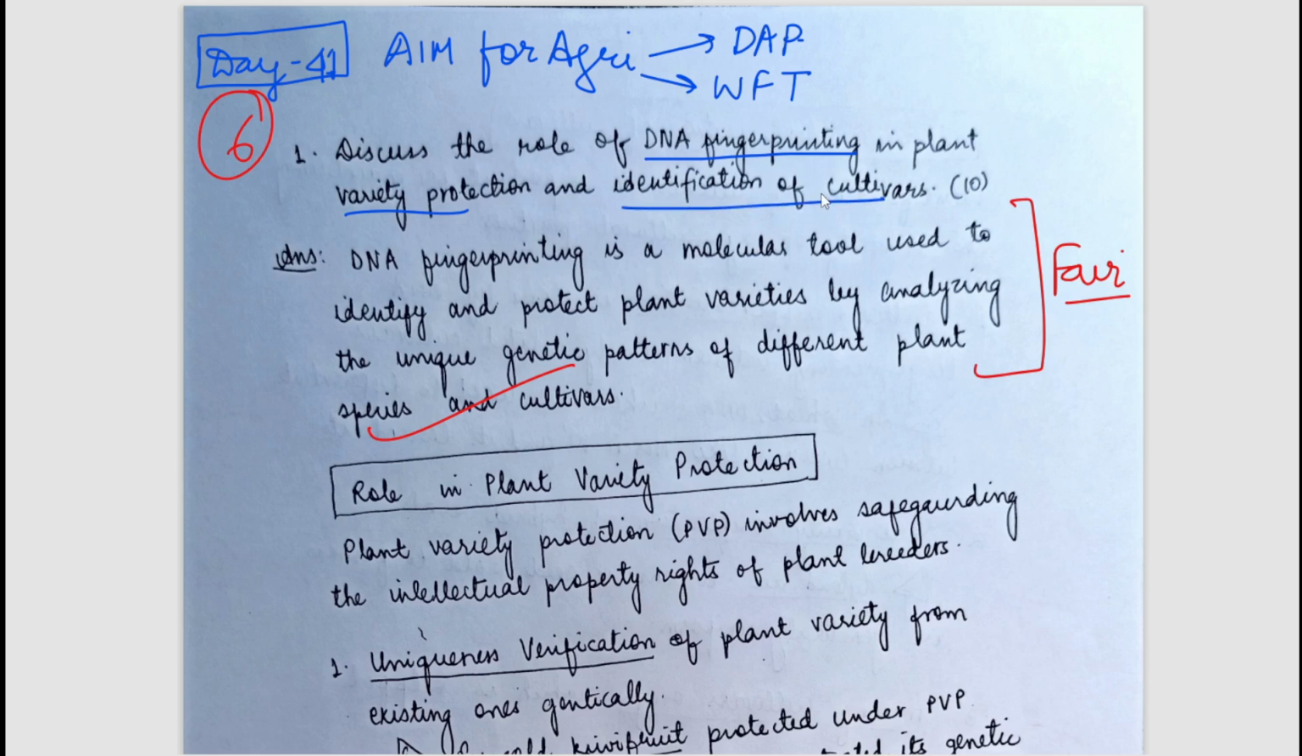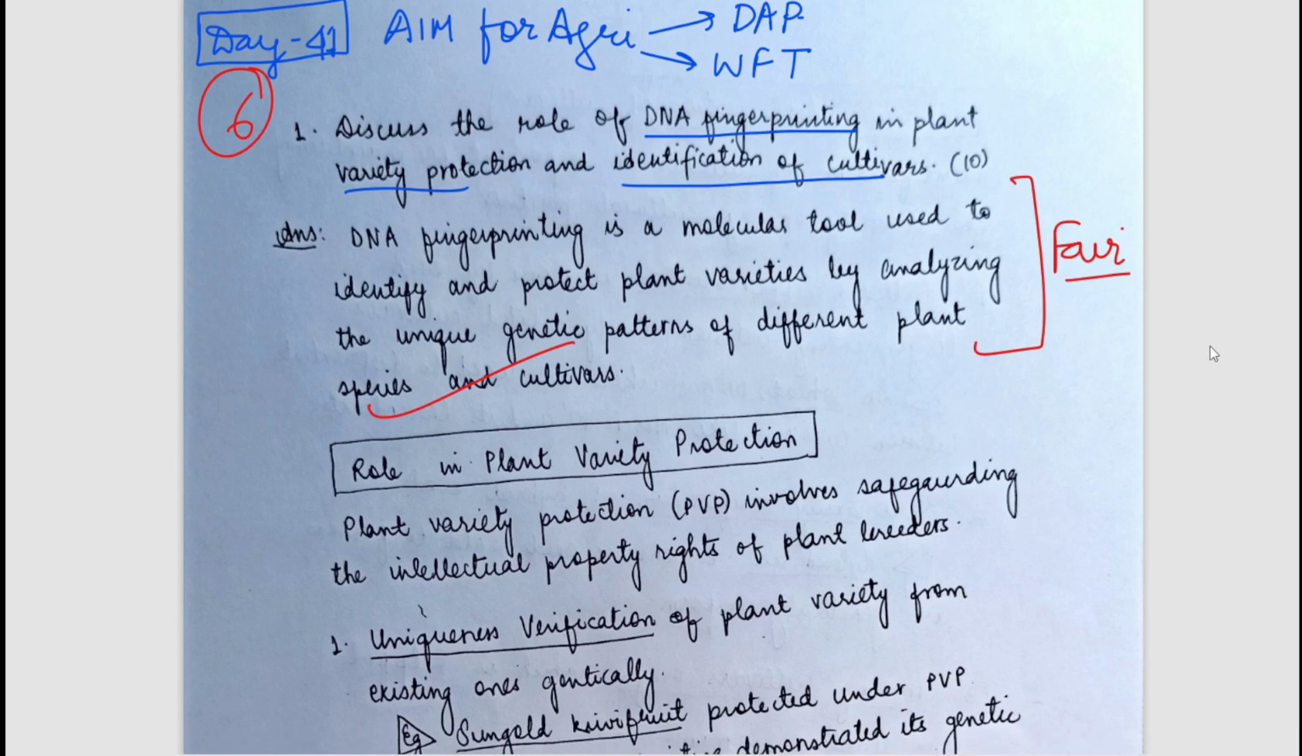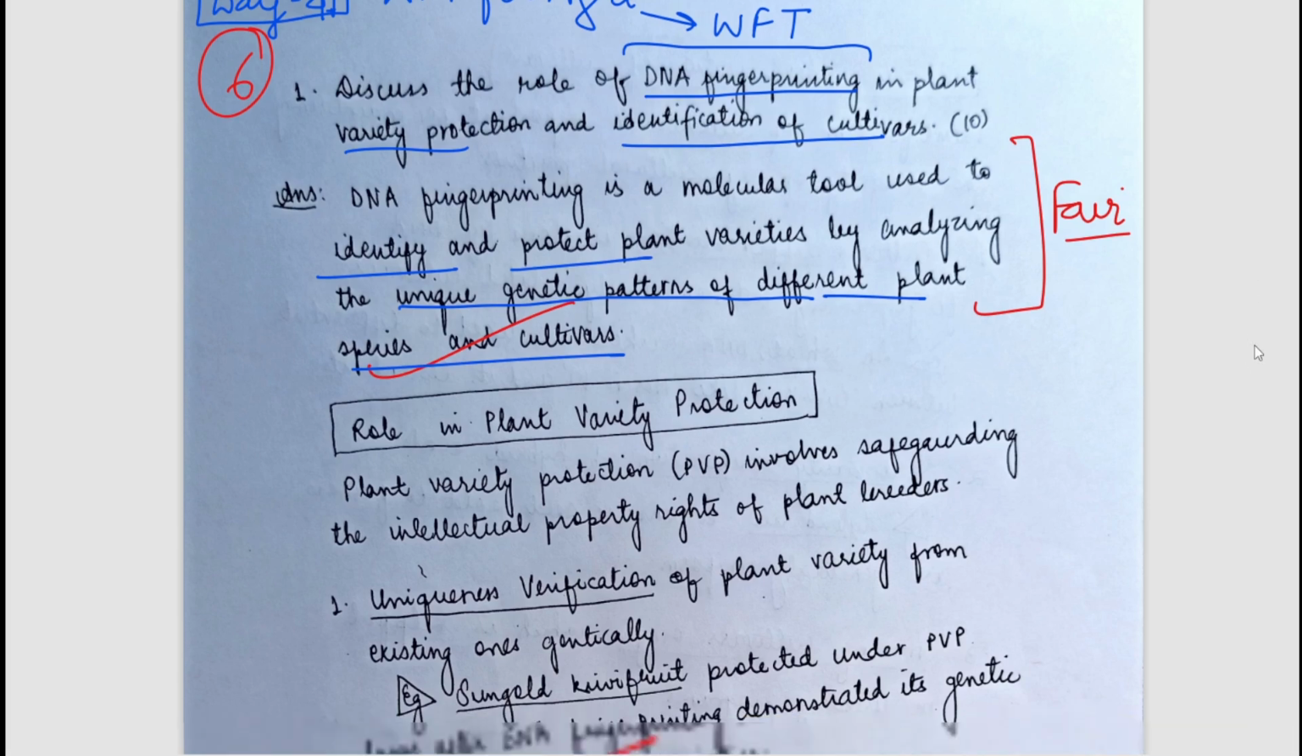So we all know what DNA fingerprinting is. As we all have different fingerprints, DNA fingerprint is also different in all the species. So through DNA fingerprinting, we can identify various types of varieties. We can protect various types of varieties because it is a unique genetic pattern of different plant species and cultivars. Now, how is it helpful in plant variety protection and identification of cultivars?